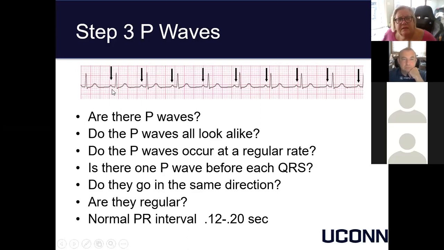In this scenario, we've got P waves before each QRS. The P waves look identical, complex to complex. They're occurring at regular intervals. Again, you determine that by measurements. There's only one P wave for every QRS. And then you would measure the timing, the PR interval.